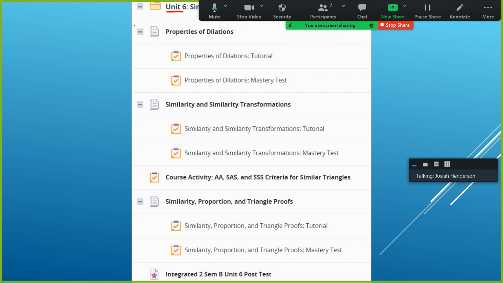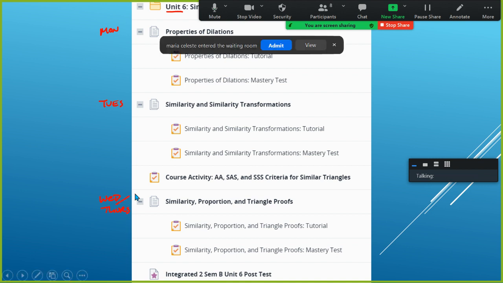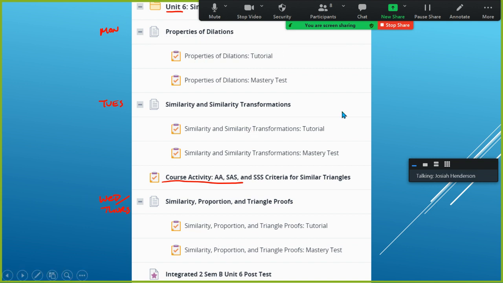Dilations, this is what we did on Monday. Tuesday. For now, I skipped the course activity. We then, on Wednesday yesterday, we did this. And actually, it's what we're going to continue more of today. And then next week, I think we're going to circle back and do this course activity. And then we'll be testing next week on everything from Unit 6.